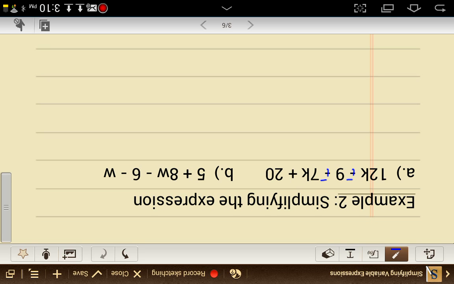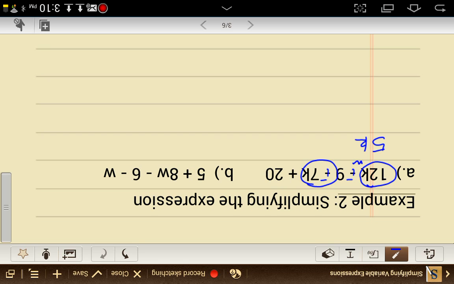Now I can combine the terms. So I'm going to start with my variables, so I'm going to do the 12k and then plus negative 7k. And I'm going to do that work. 12k, I'm sorry, those are k's. 12k plus negative 7k is 5k. So I'm going to do 5k.